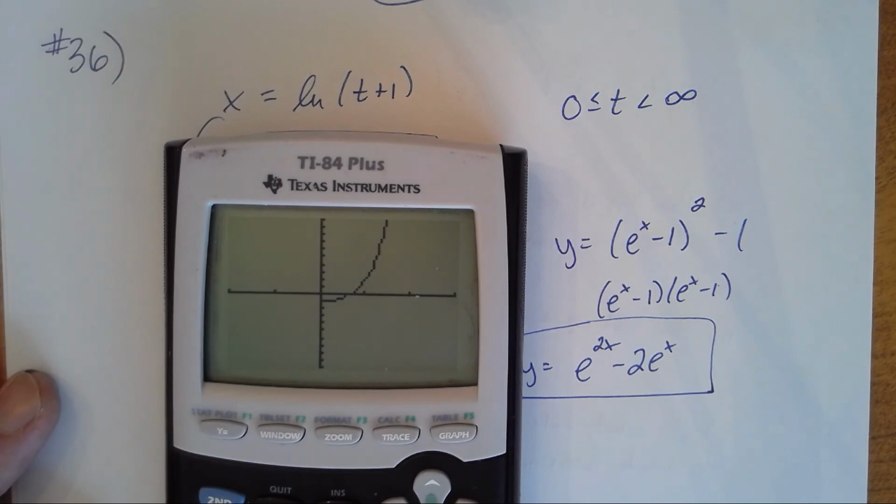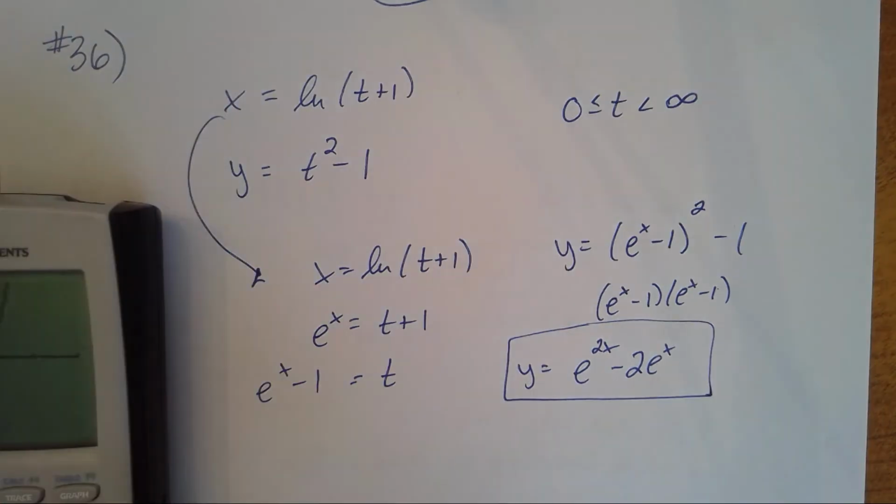If I graph that, you can see that it's going to start at 0, negative 1, like we thought. So the answer would be that the portion is for all x greater than or equal to 0, which would be a good way of writing it.